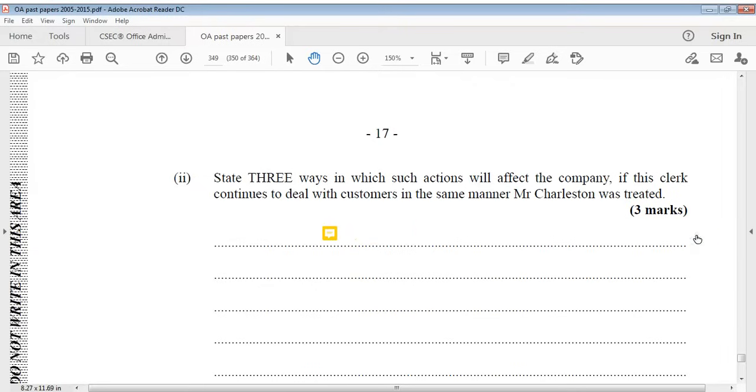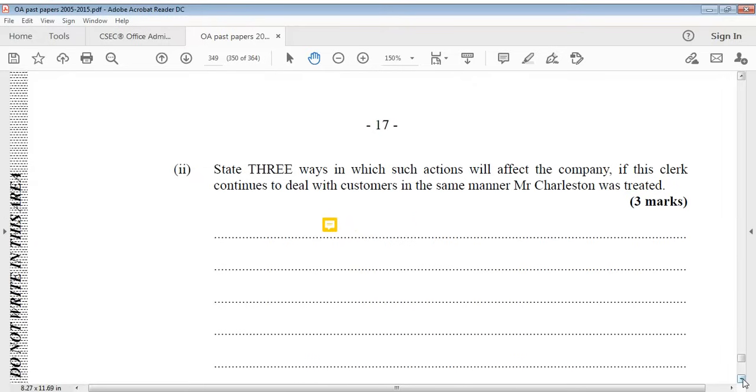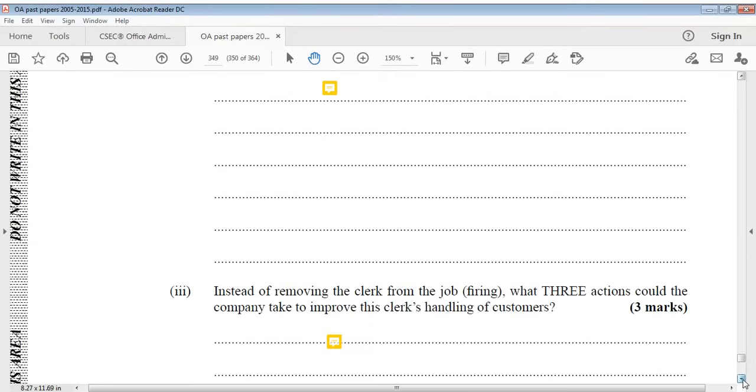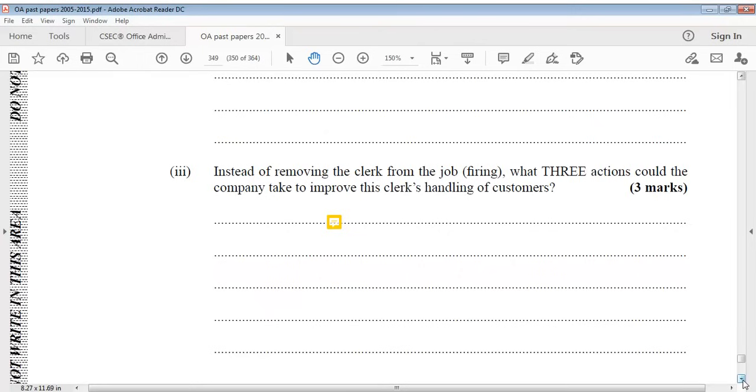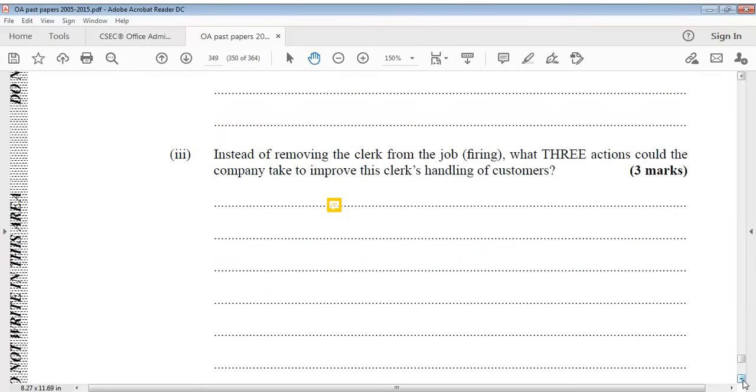Okay, let's move on to number 3. Instead of removing the clerk from the job or firing, what 3 actions could a company take to improve this clerk's handling of customers?